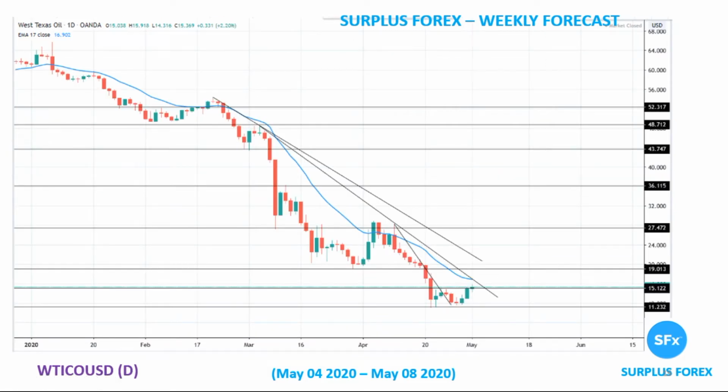For sweet crude oil, WTI oil, let's see, on a daily time frame it's falling. As of now it's sitting close to 15.12. It did hit the low point of 11.25, 11.40 this week. I still expect it to rise on the reverse side.